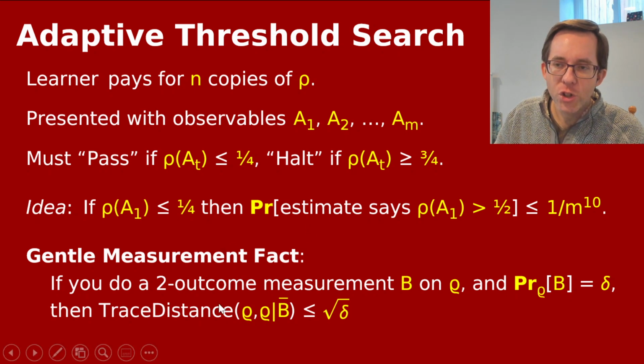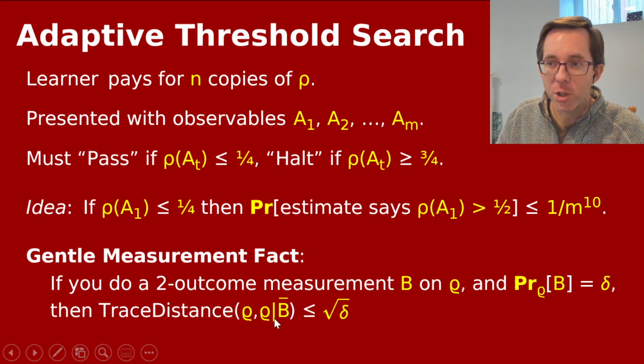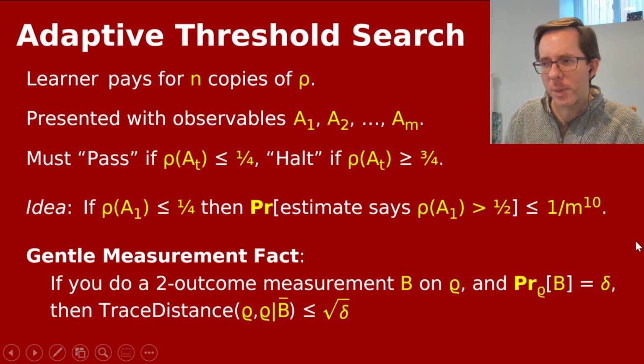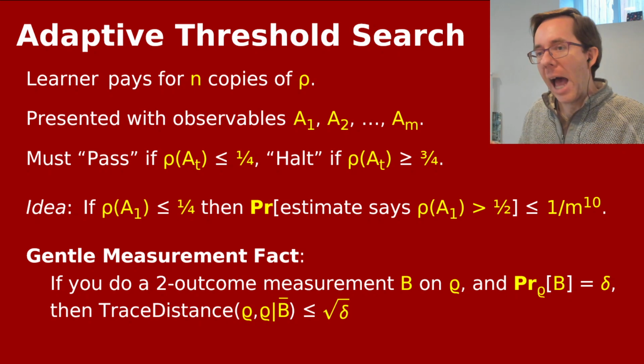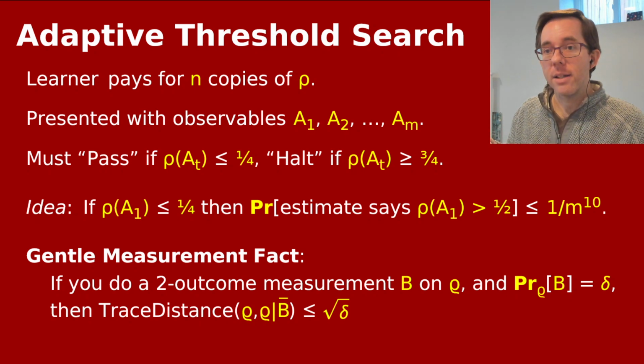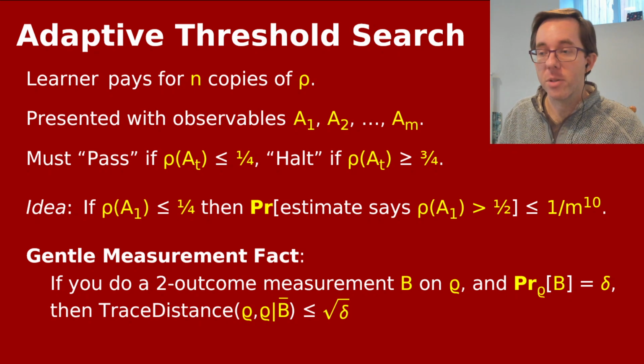More specifically, the trace distance, which is a natural measure of how similar two quantum states are, between rho and rho conditioned on the expected measurement outcome, not B, is at most square root of delta, where delta is the probability of B. So again, if you're doing a measurement and one of the outcomes is very unlikely, and you do the measurement and you get the likely outcome, then the state does not change very much. It's not disturbed by very much, and the disturbance is like the square root of the probability.